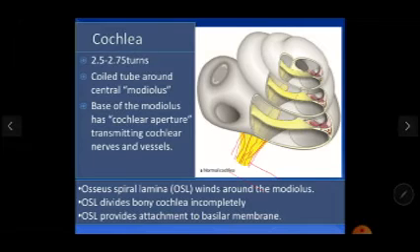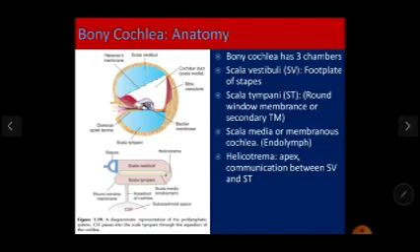So this is the modiolus, this center, say this is your modiolus. From the modiolus, you have the different osseous spiral lamina. Now the osseous spiral lamina will be completed by your basilar membrane. See, this is the osseous spiral lamina. This is Rosenthal's canal. You have the basilar membrane here. So basilar membrane. Now this is the basilar membrane.